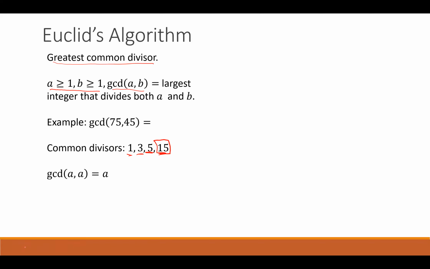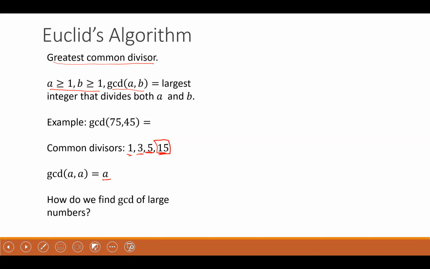Another thing about the greatest common divisor of a number with itself is simply itself. I cannot have a greater divisor; the greatest divisor of 40 cannot be greater than 40. So that sort of makes sense.